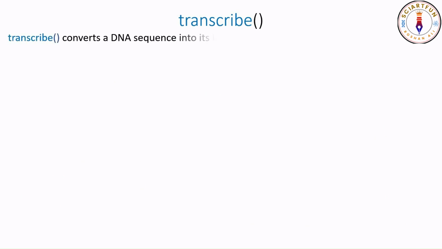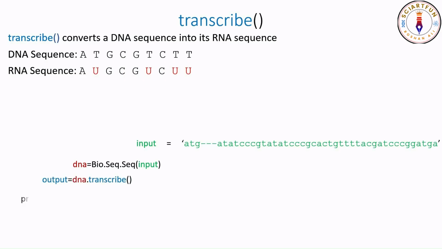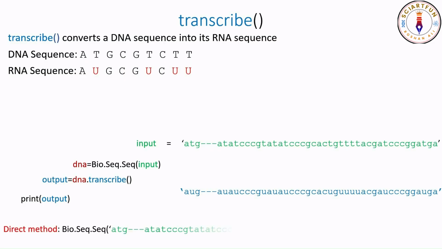Transcribe method is used to find the RNA sequence of a given DNA sequence. In simple words, it just replaces all the T's of your DNA into U's. Here in this example, you can see that this is our input DNA. After you go through all the steps, your output will appear like this. Direct method is here. You can see it is the same sequence as above, except you have U's instead of T's.